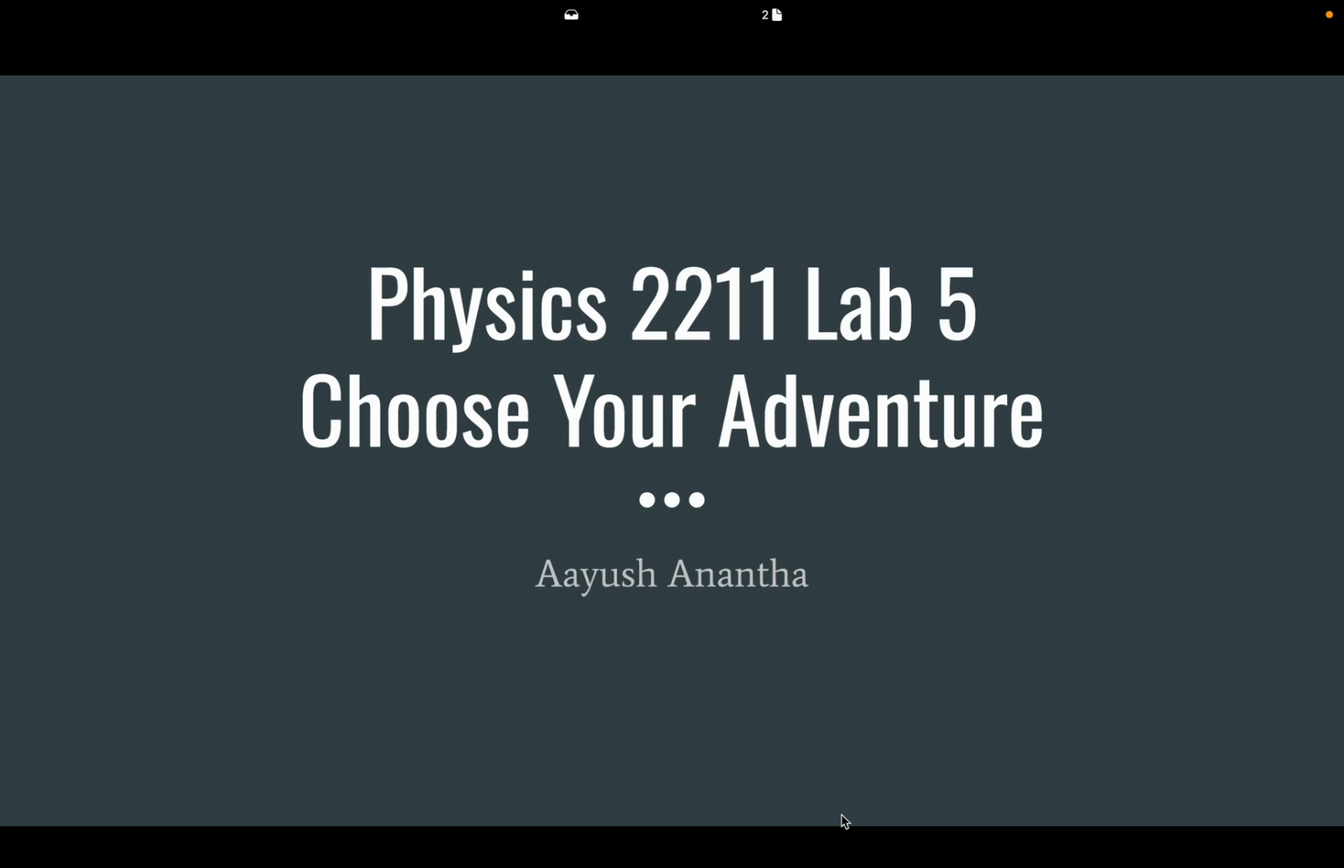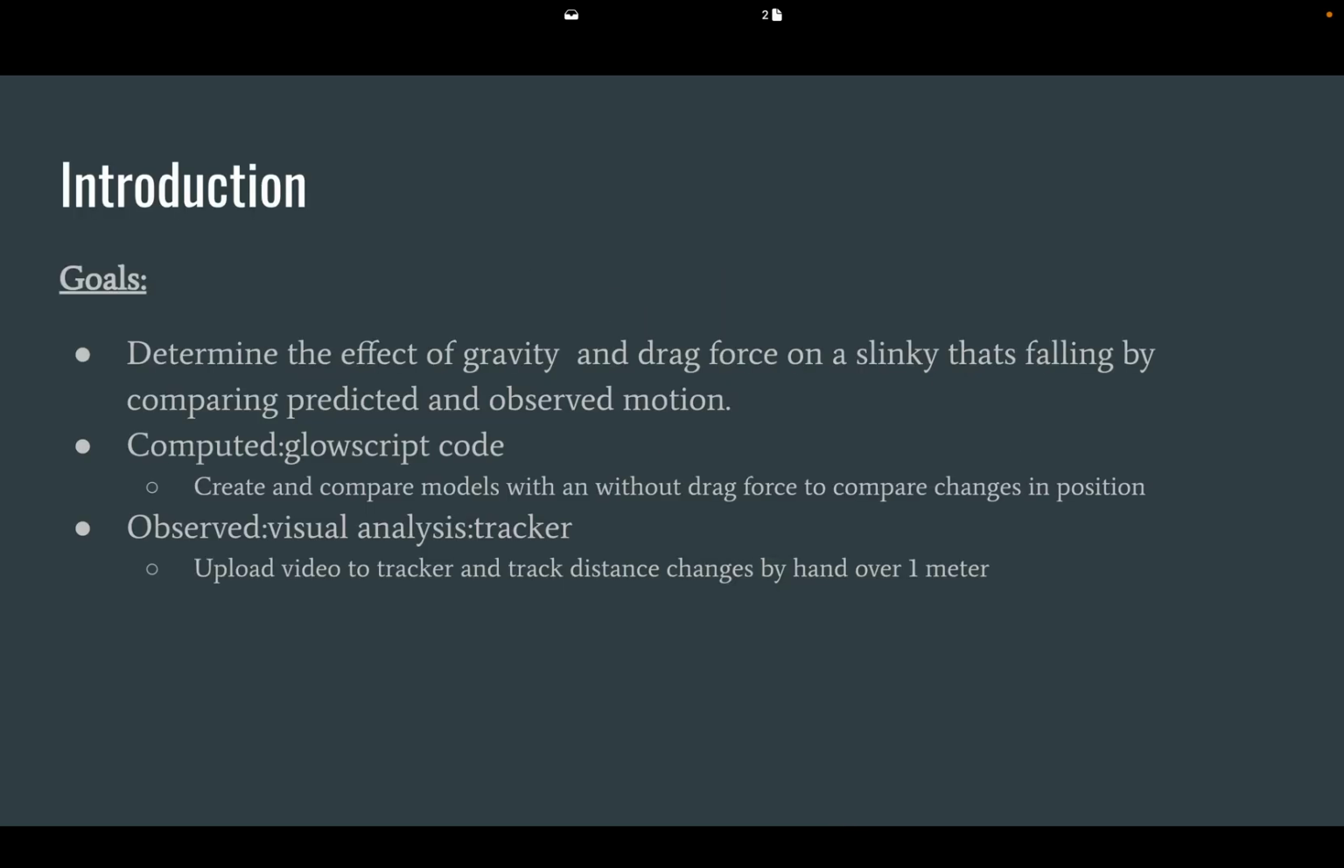My name's Ayush, and this is my Lab 5, which is Choose Your Own Adventure. For this lab, I chose the slinky example. Here our goal is to determine the effect of gravity and drag force on a slinky that's falling by comparing the predicted and observed motion of it.